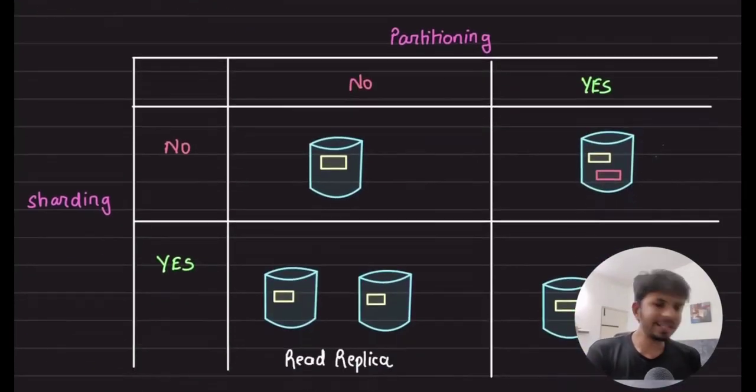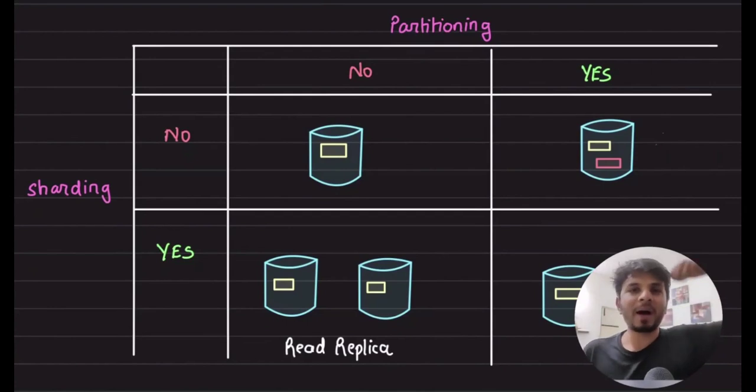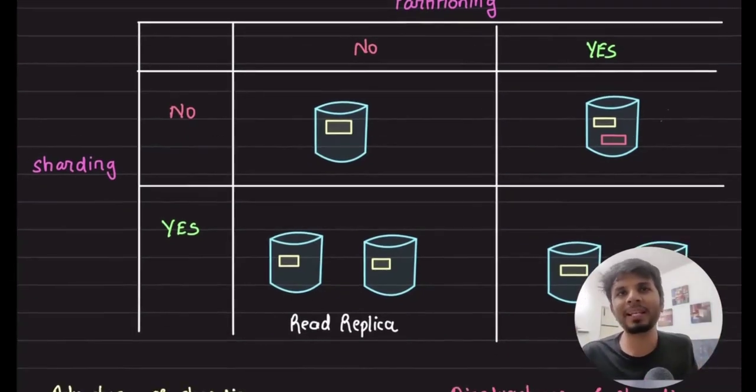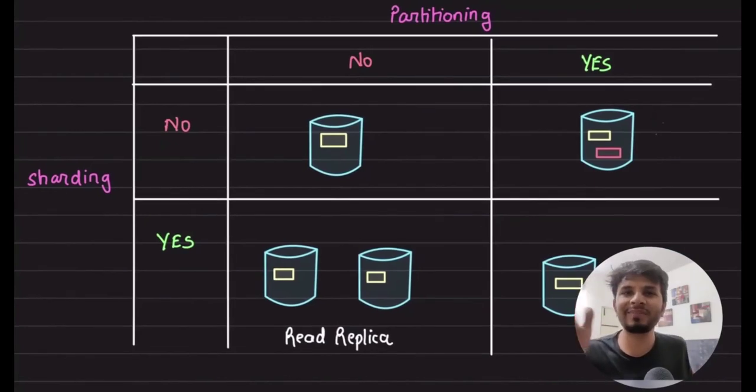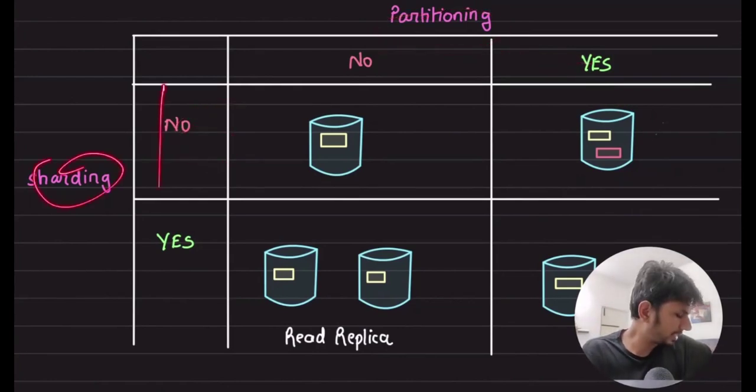Now, let's look at all possible cases, right? What happens when you partition the data? What I did is I just took a normal engineer approach, right? So 0011 1011, that kind of thing I did. So let's say I have partitioning on this axis, no yes. I have sharding on this axis, no yes.